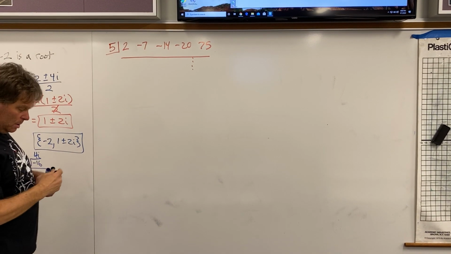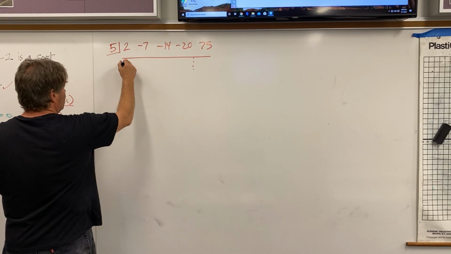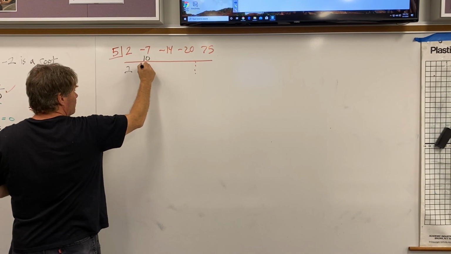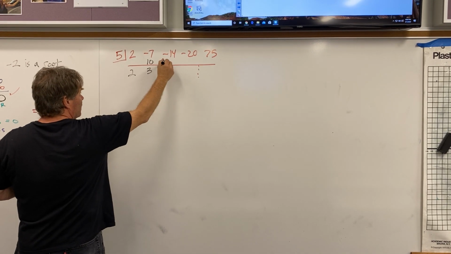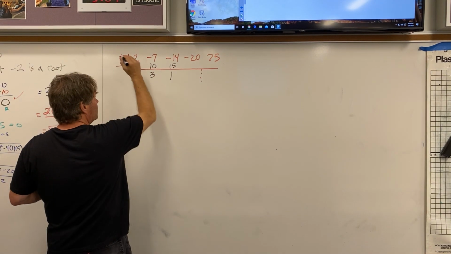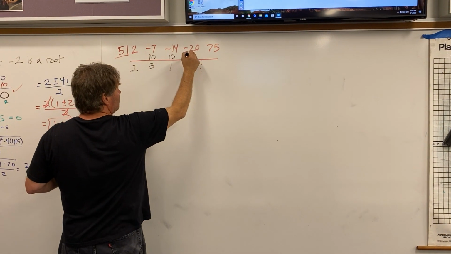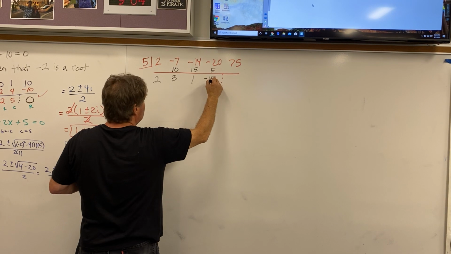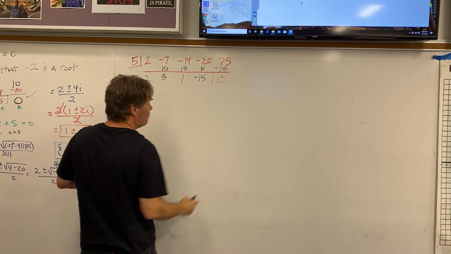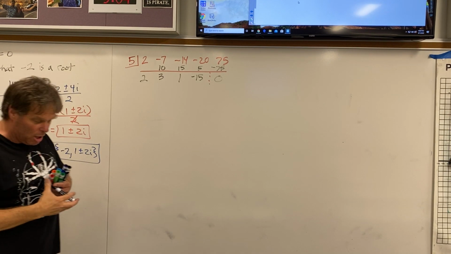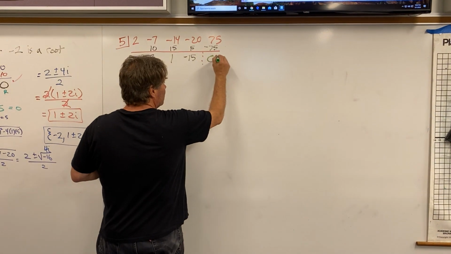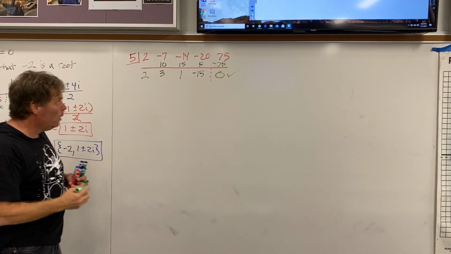Okay, so let's bring down the 2. Multiply, 2 times 5 is 10. Add those together, 3. Multiply 3 times 5, 15. -14 and 15 is 1. 1 times 5 is 5. -20 and 5 is -15. This times this is -75, which is 0. Cha-ching, just like I wanted. Oh yeah, things are going my way. Look at that. Woohoo! Okay.